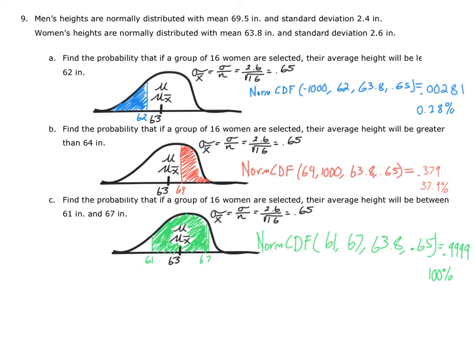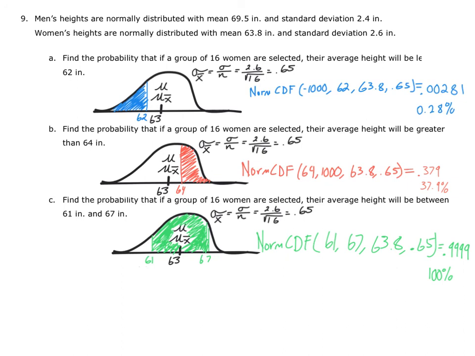You've got them color-coded. Hopefully you can see that. Very briefly, want to talk about the last one. You've got a 100% chance. What that's saying, again, this shouldn't be too alarming for you. The chance of you getting 16 women and the average of those 16 being between 61 and 67. That's not that surprising because we're talking about the average of 16 women.